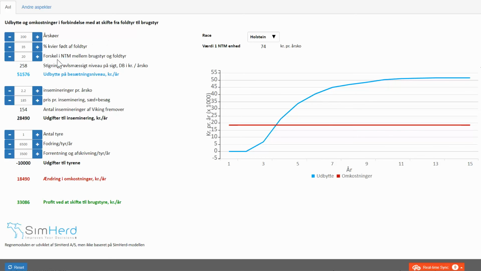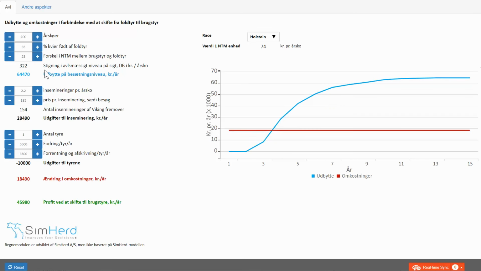Then what is the difference between NTM, between really good bulls from the insemination plan and the natural bull? That can be 20 or 25. And then it says here, what is the increase in breeding level, genetic level on the long run if we get rid of that bull and use the breeding plan. That's 322 krona. If you multiply that with 200 cows, then this is your benefit. This is the increase in income.